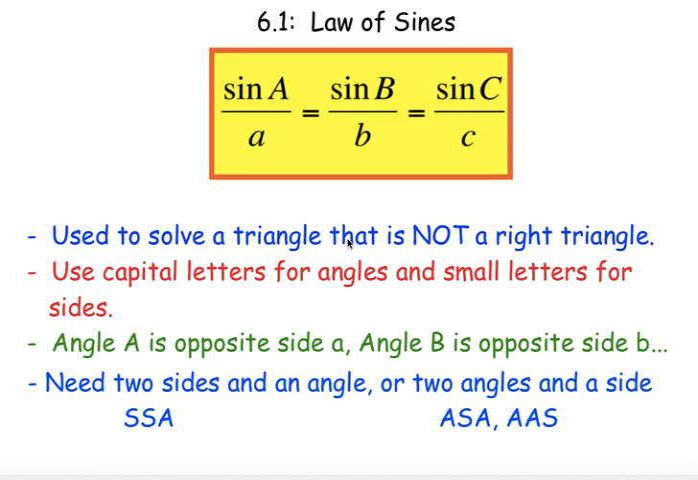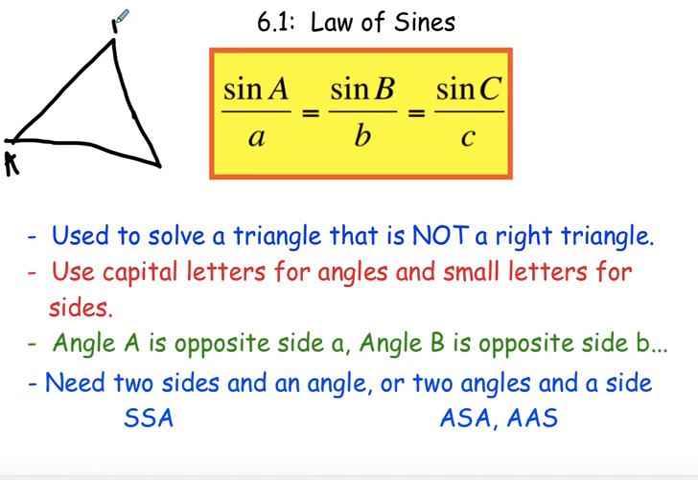Okay, so we're going to get into chapter 6, starting with law of sines. This is the law of sines. If we are looking at a picture, we are dealing with a triangle that's not a right triangle. So I'm going to purposely draw a triangle that does not look right.